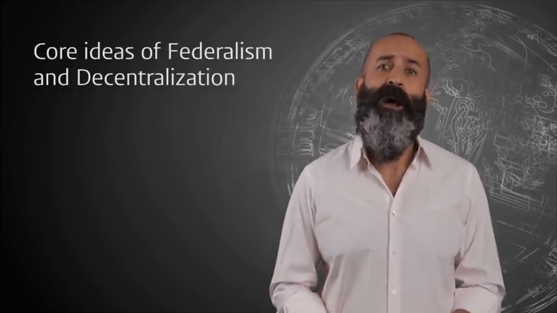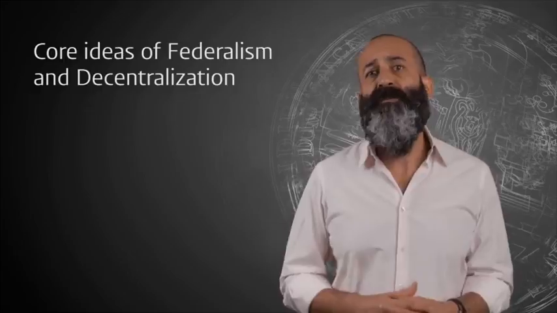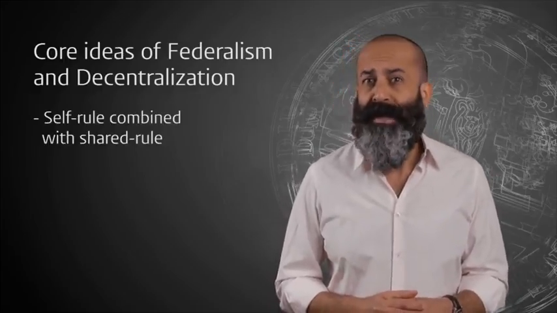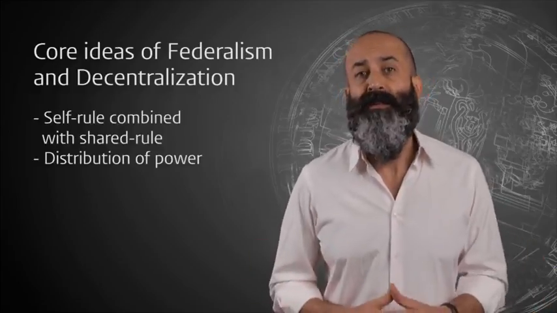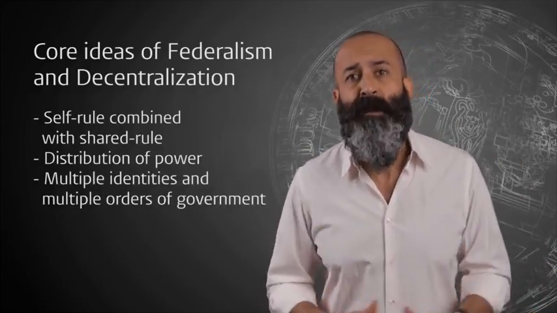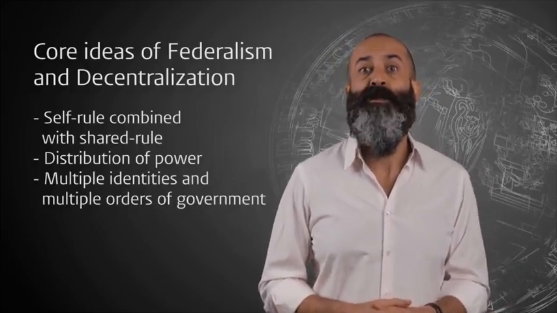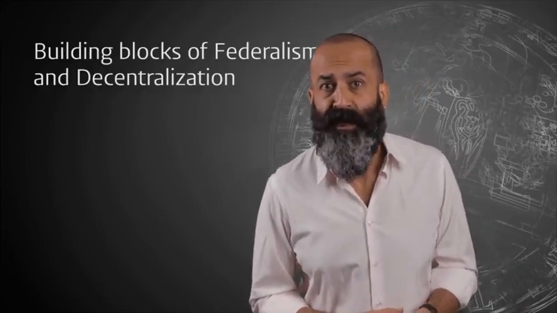Module 2 continued with the generalist discussion and looked at the core ideas underpinning both concepts, particularly the combination of self-rule and shared rule. We also looked at the distribution of power, that is the who does what, that is supposed to lie at the foundations of both concepts, and the notion of multiple identities that coexist with the multiple orders of government. In this module, that is module 3, we look at the building blocks of federalism and decentralization.